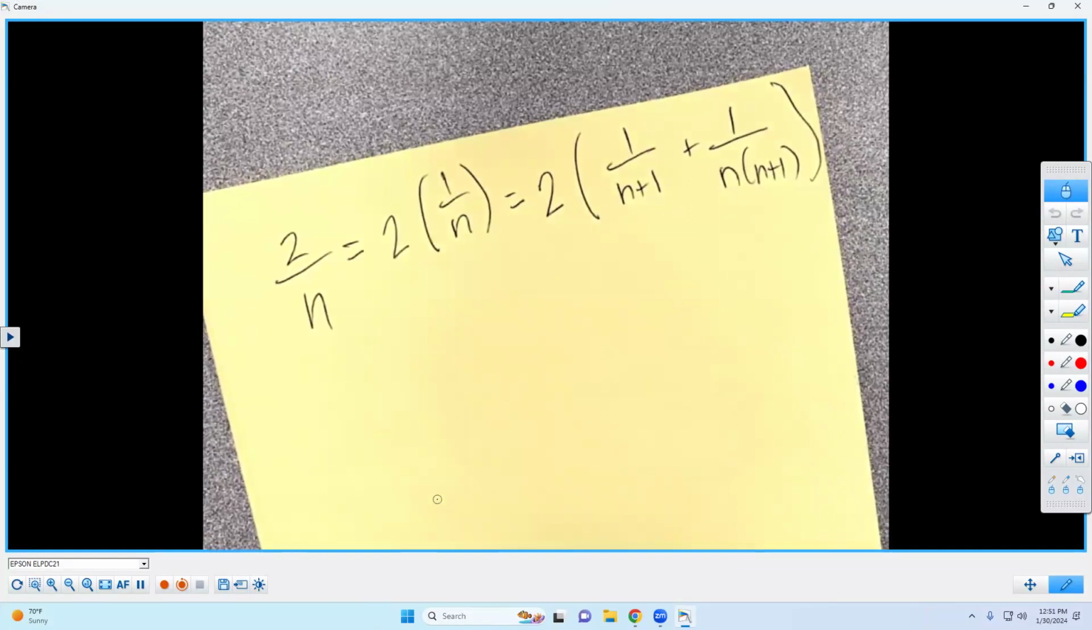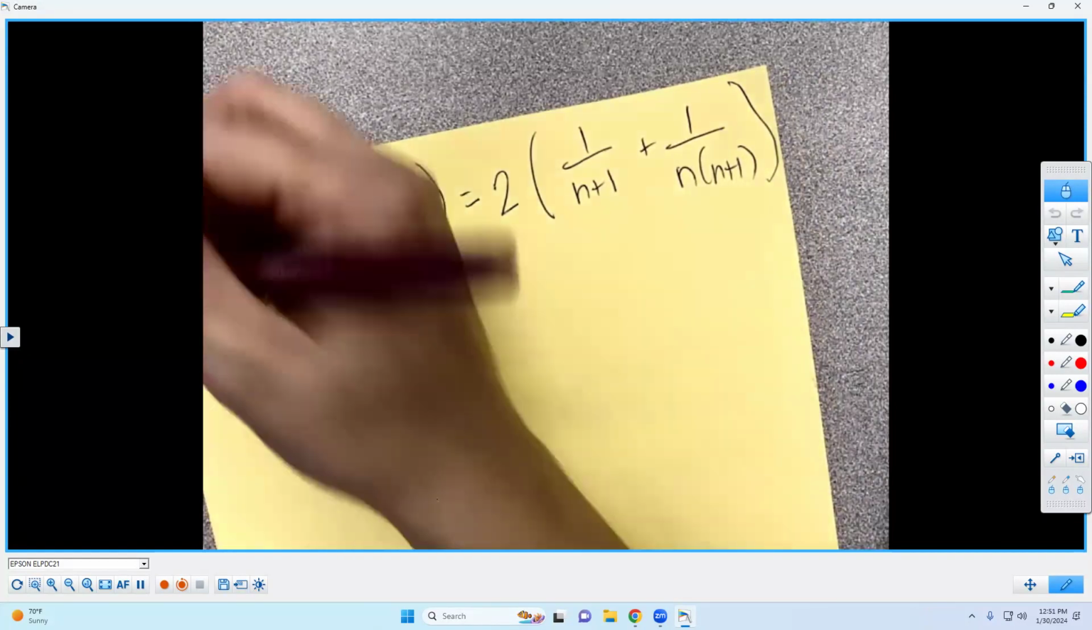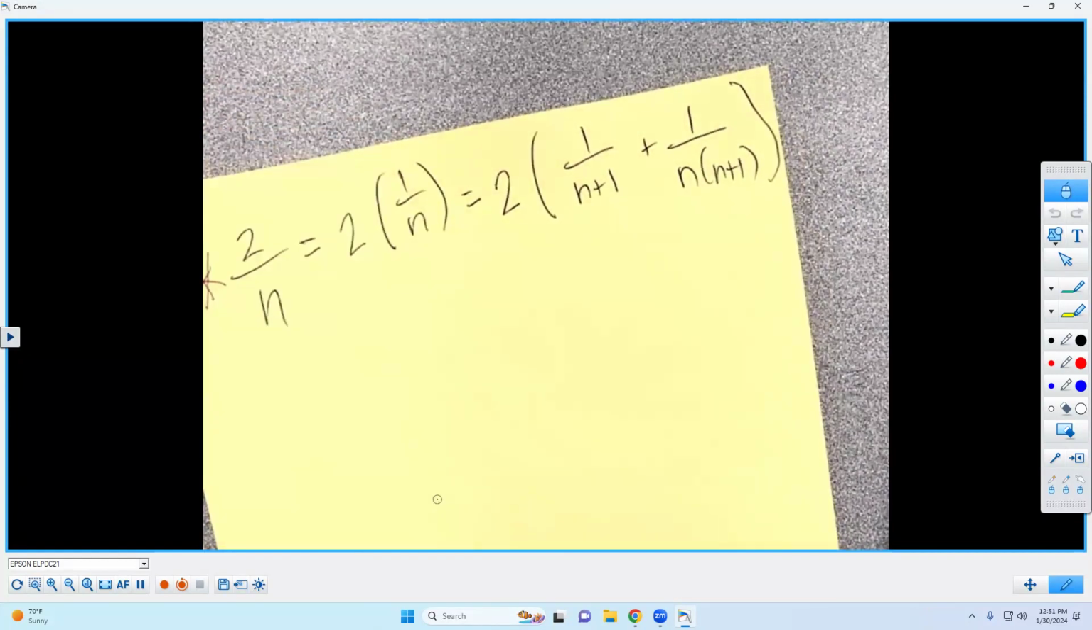So this is one way to do it. I'm going to put a star by it so I can kind of refer back to it. There are other ways to do it, and we're going to go over all the ways today.